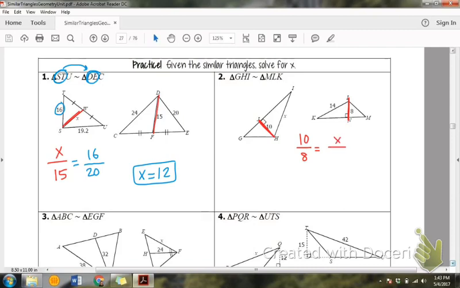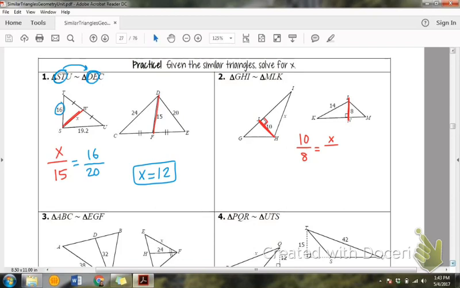x. Okay? How do you know it's the altitude? Because it creates 90 degrees. I'm not super concerned about the names of them, okay? I'm not going to ask you. But remember, it makes that 90 degrees. Okay, so 10 over 8, and because I started in 10, that means the next segment I need to say is x.